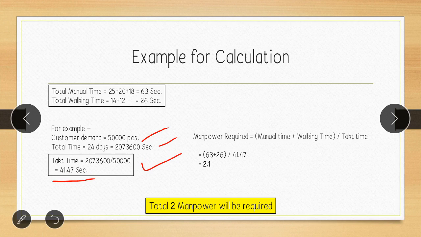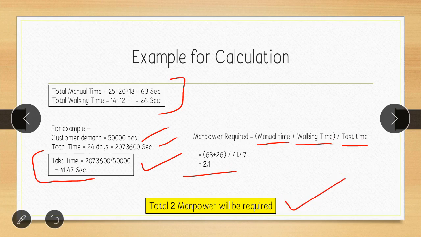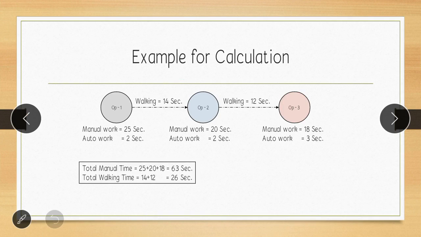So we have this manual time and working time and we have the takt time also, so now we can easily calculate the manpower. What is the formula? Manpower equals manual time plus working time, divided by takt time. So here, 63 plus 26, divided by 41.47. The manpower will be 2.1. So a total of 2 manpower we will provide to this line. In these operations only 2 manpowers will be required.